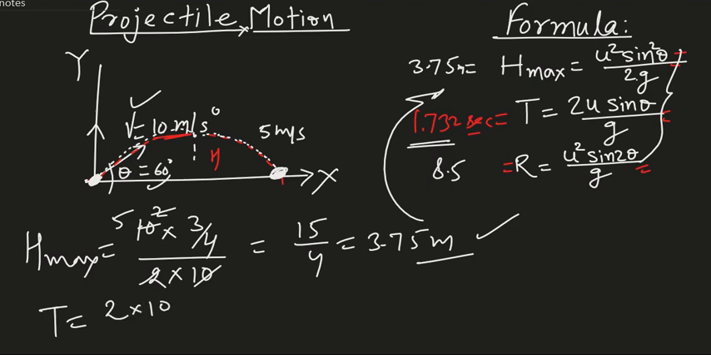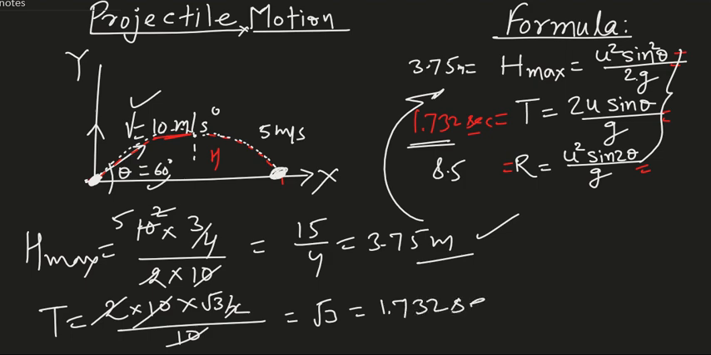Now t equal to 2 u sin theta divided by g. What is u? u is 10. Sin theta equal to root 3 by 2, divided by g. g equal to 10. This 10 is 10, 2 is 2, this is root 3. Root 3 equal to 1.732 seconds. This is also verified.